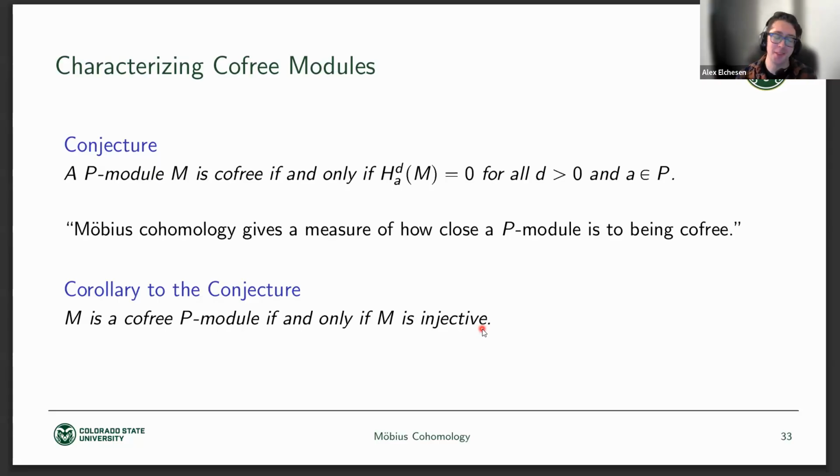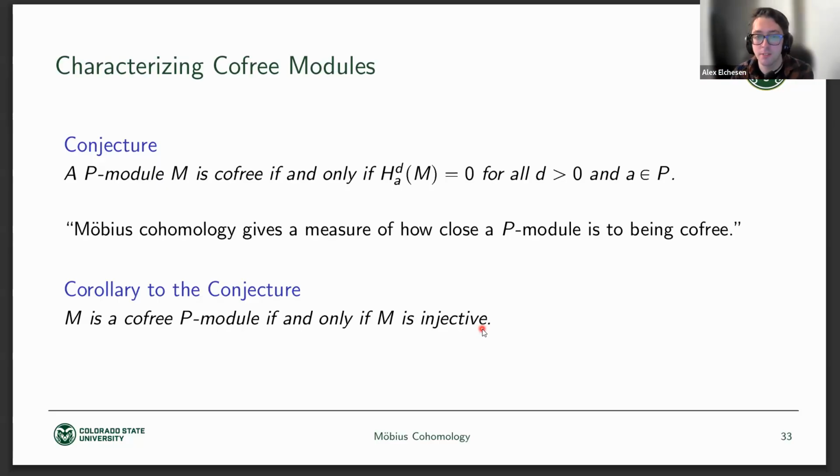So the motto that I want to be true for Möbius cohomology is that it gives a measure of how close a P module is to being co-free. So if this conjecture is true, that's kind of how I think of Möbius cohomology. I guess it's still kind of how I think of it, but the conjecture would make this a stronger statement. And then a corollary to that would be that co-free P modules are the same as injective modules. And again, one direction we already have, co-free implies injective. The converse would follow from the conjecture.